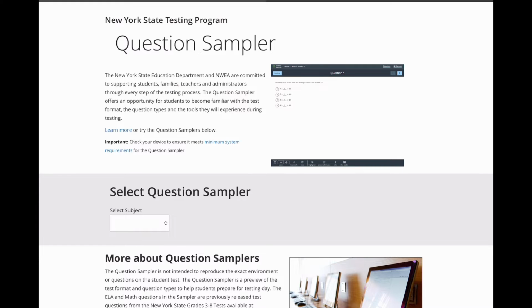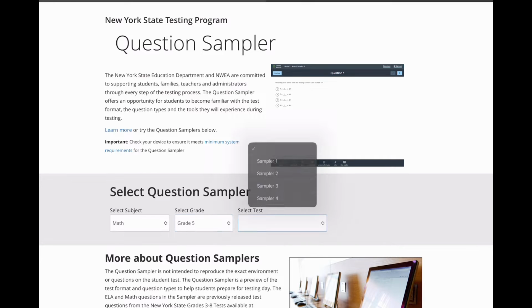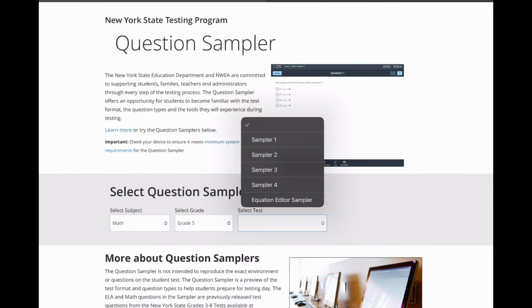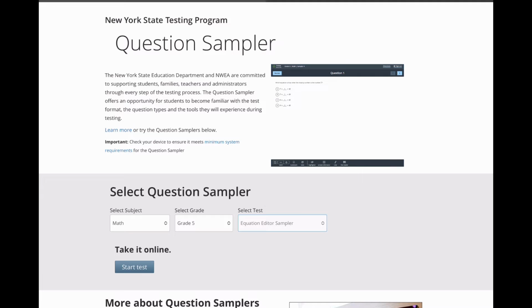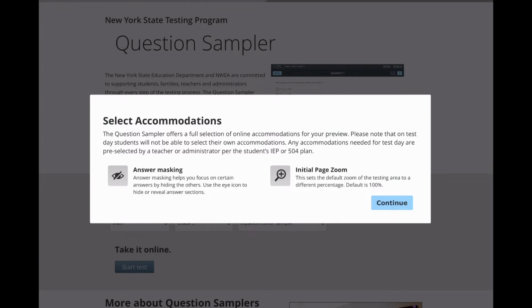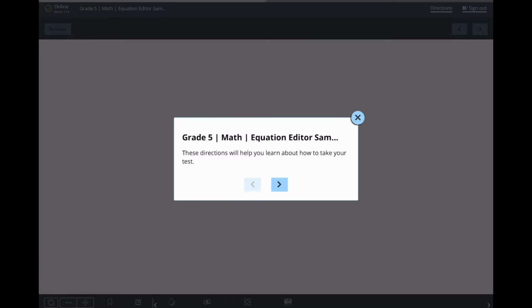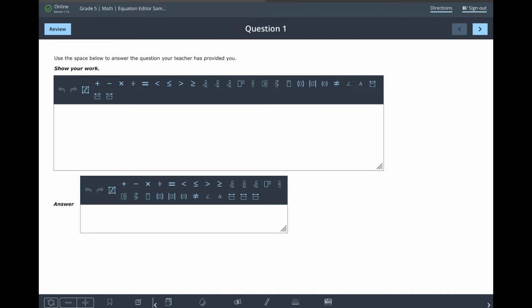So you can see how your students will work on paper, and then how do you decide what to put on the actual platform. So what you're going to do is click onto the site. You're going to click math, fifth grade, since this video is for fifth graders. And I'm going to hit the bottom equation editor sampler and start test. Hit continue, and you can just X this out, start test. Now, this is what the equation editor looks like.